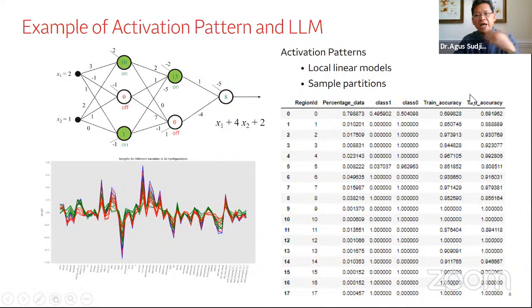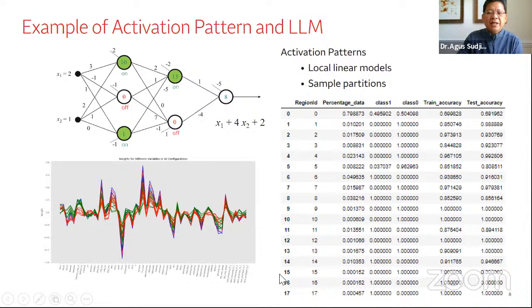When you run it, you get all the activation patterns and all the regions, so that's the output on the right-hand side. You get region 0, region 1; those are the partitions done by the network. And for each of these partitions, you get how many data points, the percentage of data, how many belong to class 1, how many belong to class 0, the training accuracy, the testing accuracy, and some other statistics that you can get from Alasia.